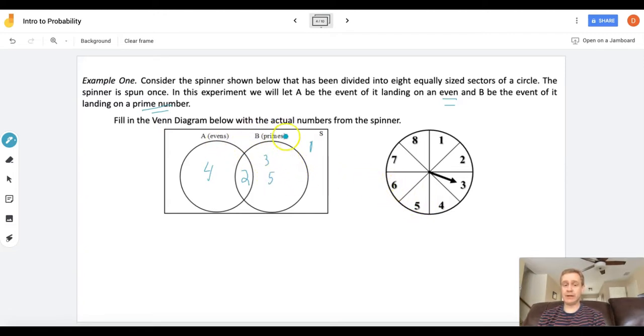6 is not a prime, but it is even, so I'll put 6 over here. 7 is not even, but it's a prime, so I'll put 7 there. And lastly, 8 is not a prime, but it is even, and so I'll put that number there. And so now we have our Venn diagram properly drawn out for this particular problem.